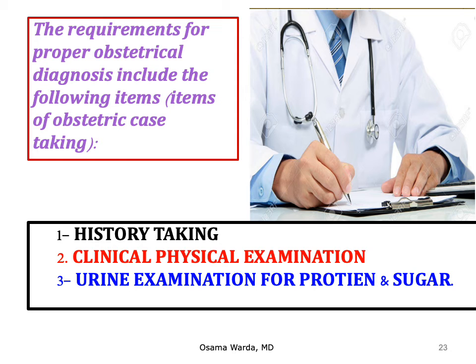We shift to the requirements to obtain this obstetric diagnosis. The procedures are history taking, a clinical physical examination, and lastly, urine examination for protein and sugar. We start with the history taking.